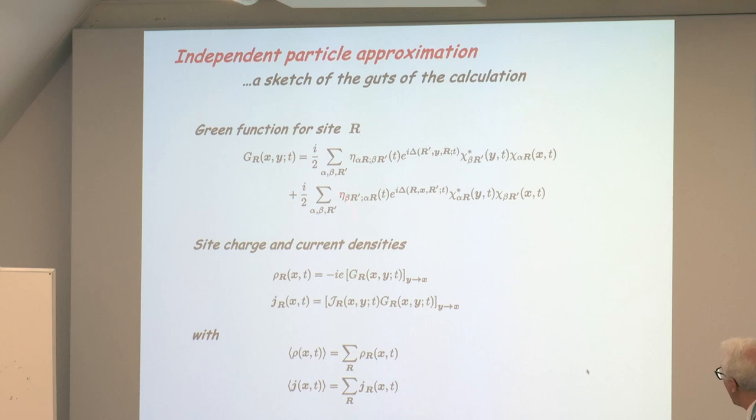And if I do this, then I can also introduce site charge and current densities. Here's a charge density associated with site R. Here's a current density associated with site R. In the usual way one does with Green functions, this is a complicated thing, but you can imagine it. Don't worry about the details. The point is that the expectation value of the charge density is the sum over all these, and the expectation value of the current density is the sum over all those. This is a valid way to decompose the charge density and the current density in the crystal.